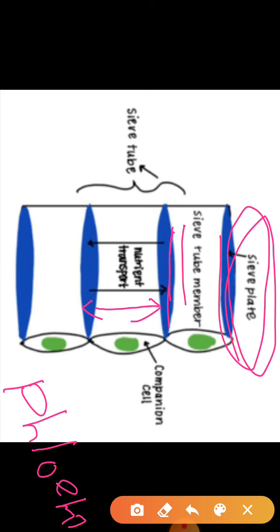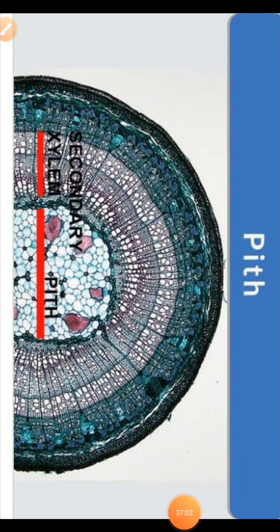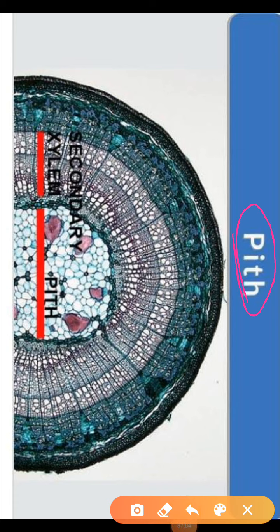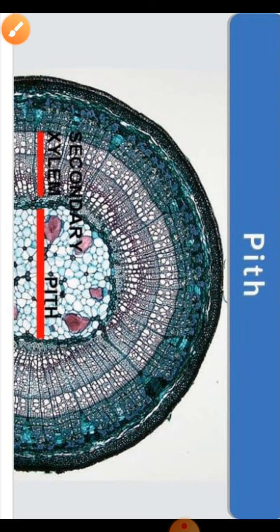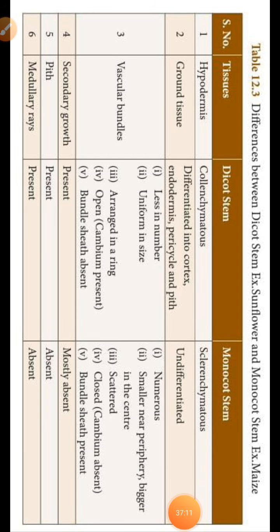Companion cells, which means living nucleated cells. Pith. Pith is not differentiated in monocot stems. My dears, mark it. This is a 4-mark question: tabulate the differences between dicot stem and monocot stem.